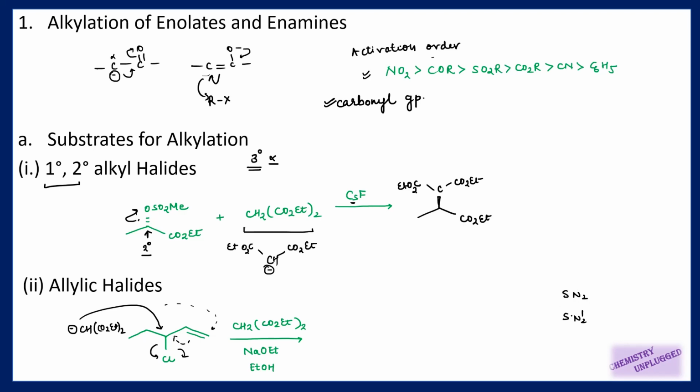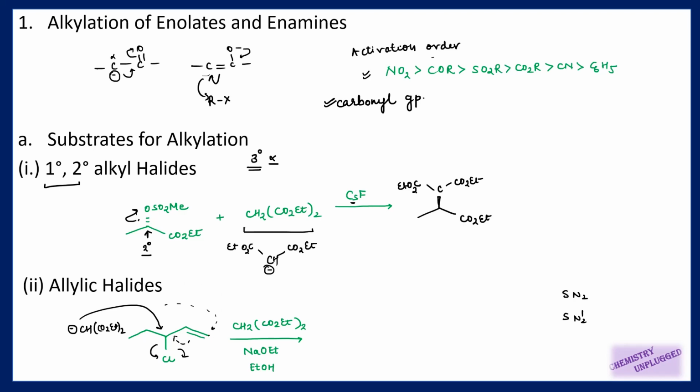And we know that a nucleophile always approaches the less hindered carbon. Whatever the mechanism followed, we will not bother about that. We will simply see that the nucleophile should approach the less hindered carbon, and we know that this carbon is less hindered as compared to this one.